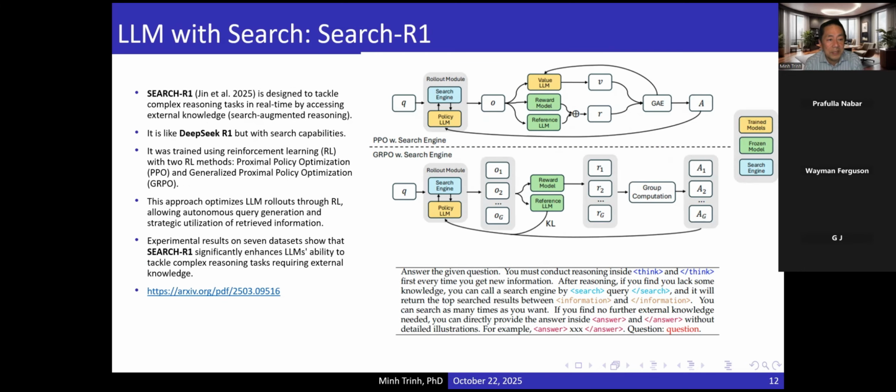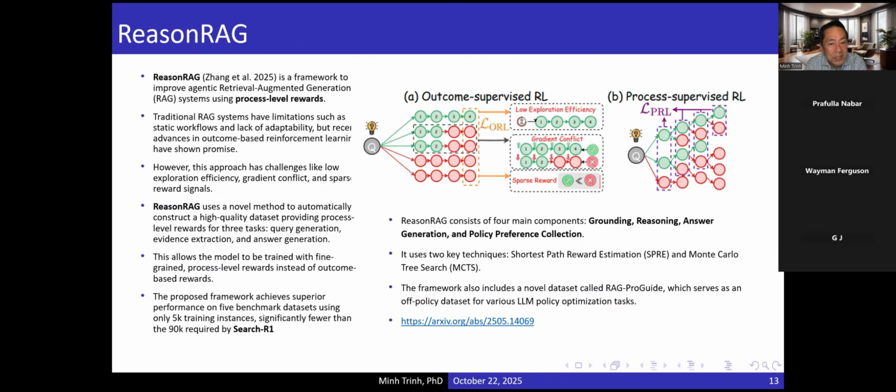Also, something I didn't say. With Search R1, they get rewarded at the end. They just look at the answer, right? This ReasonRAG model is an enhancement on Search R1, where they also try to reward during the process, not only the outcome. The outcome is only the final answer. They look at the process too.